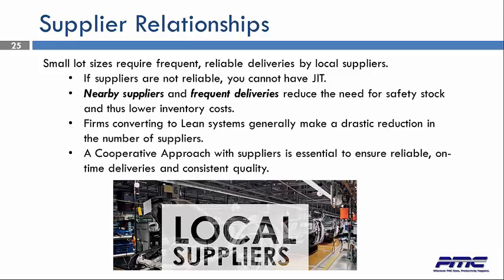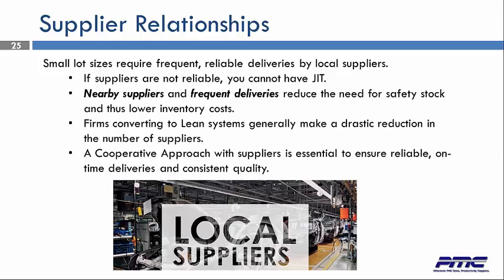The most important aspect would be supplier relationships. In order to have a lean system or a just-in-time system, we need to have good supplier relationships to have whatever material is needed on time. Small lot sizes require frequent, reliable deliveries by local suppliers. If suppliers are not reliable, you cannot have just-in-time.